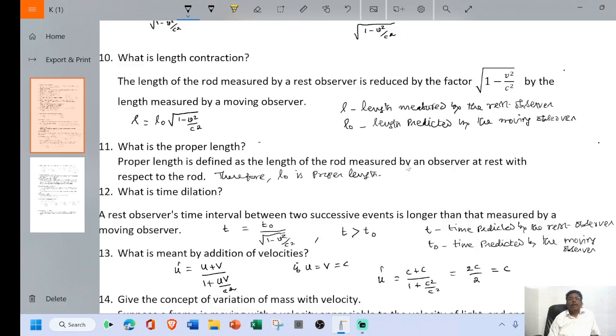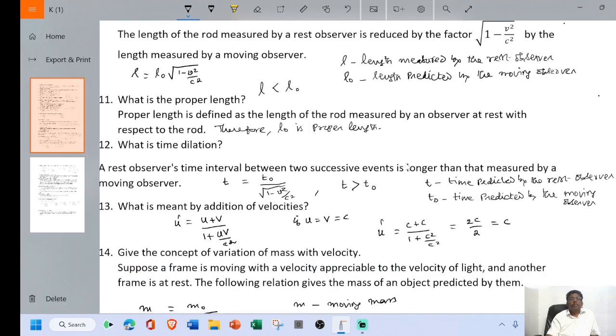Here L is less than L naught. What is proper length? Proper length is defined as the length of the rod measured by an observer at rest with respect to the rod. This is very, very important. The S dash observer is at rest with respect to the rod. Therefore, L0 is the proper length.